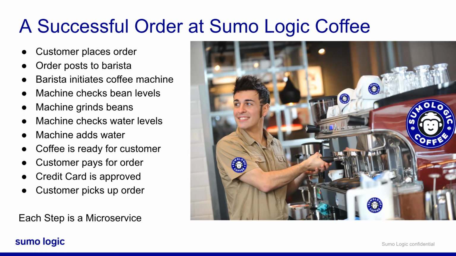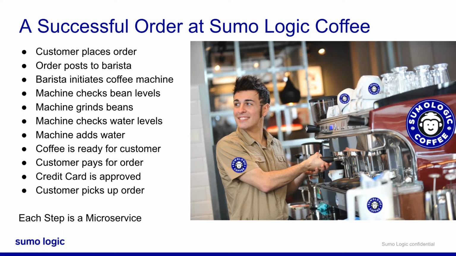Does it have water? If it does, it's going to brew that cup of coffee. The coffee is going to be ready. And before we give the cup of coffee away, we want to charge for it. We have to get paid. And so the customer is going to pay for the order. The credit card, in this case, we're going to assume it's credit card transactions, is going to be approved. And then the customer is going to walk away with their order.